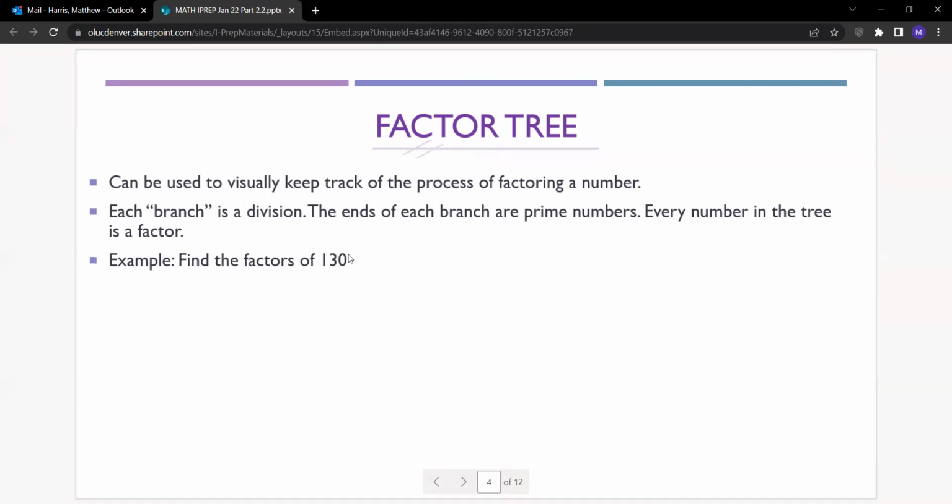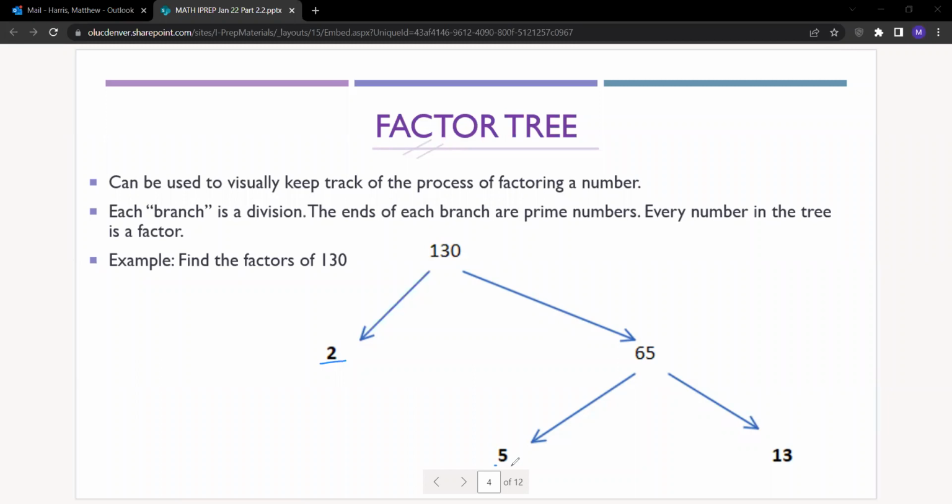So let's look at an example of a factor tree. Find the factors of 130. So what we'll do here is we have 130 is equal to 2 times 65. And as we talked about earlier, right, 2 is a prime number, so we stop there. 65 is 5 times 13, and that's a prime number as well. So we can finish there as well. So then we can figure out the factors are these numbers, right? So 2, 5, and 13.